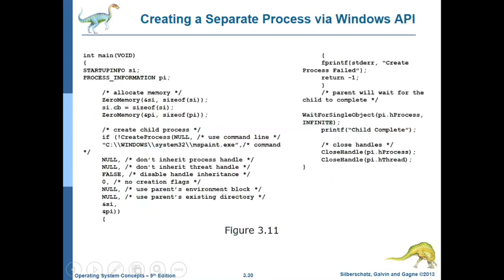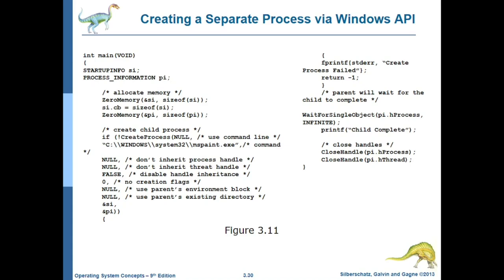This slide shows how to create a separate process through the Windows API. A process is an instance of a program that is being executed by the operating system. So the Windows API provides a set of functions that allow us to create and manage processes. The main function in this slide is the entry point of the program.